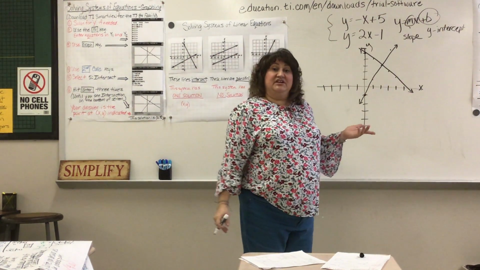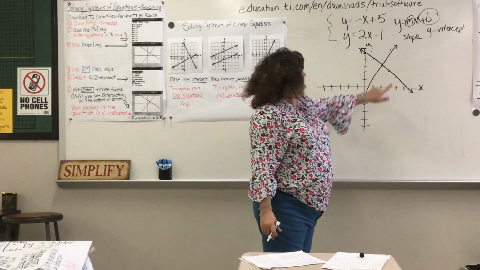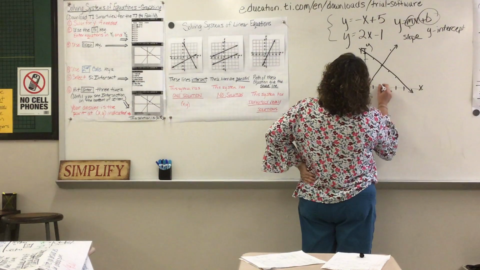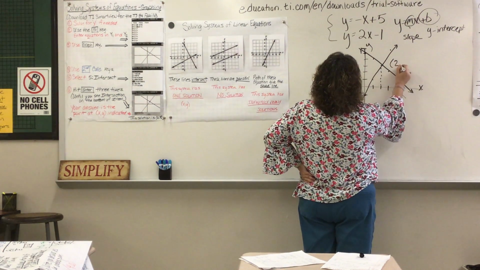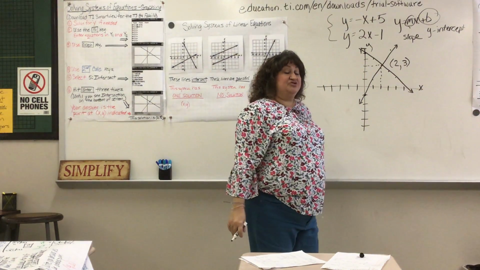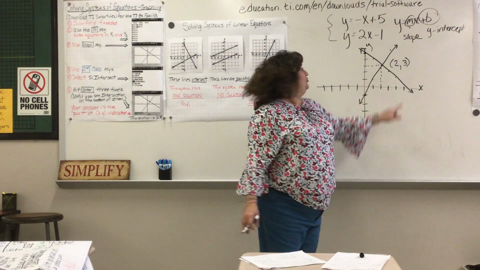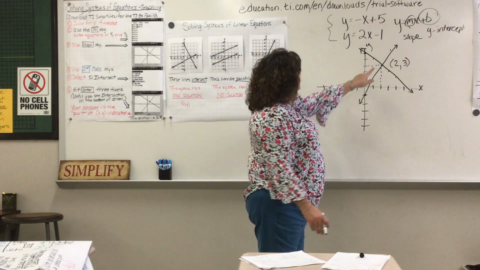Our solution is where these 2 lines intersect. And I can see where it is. I just have to find out what that is. So that's 2. And that is 3. Now I want to make sure that's right. So I'm going to take each one of my equations and I'm going to put in the solution and make sure that it's right. So 2, 3.